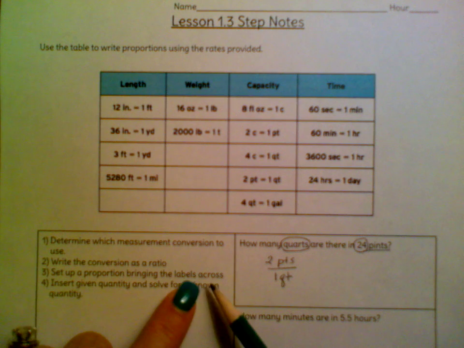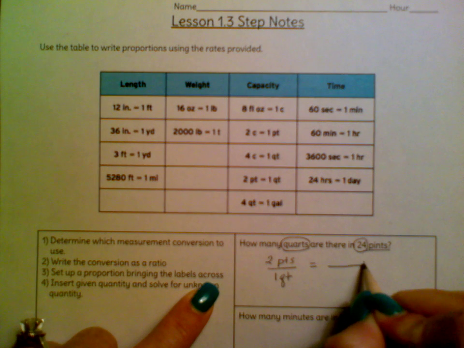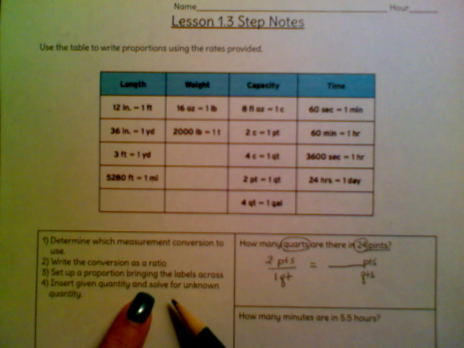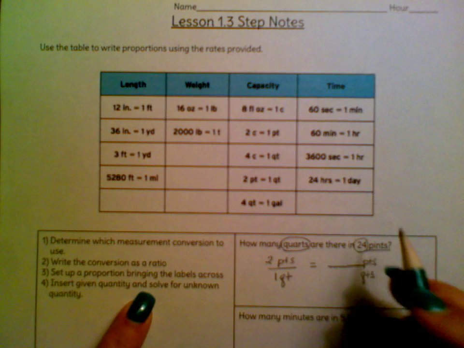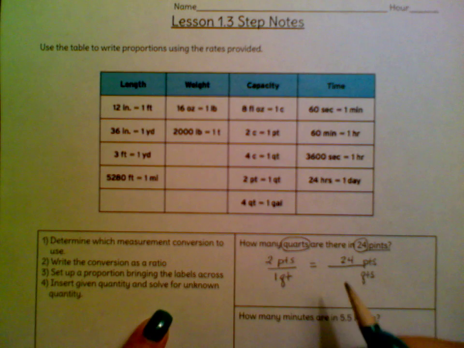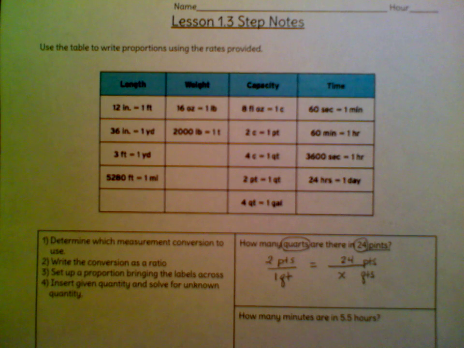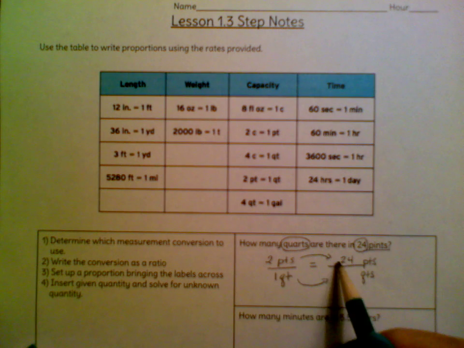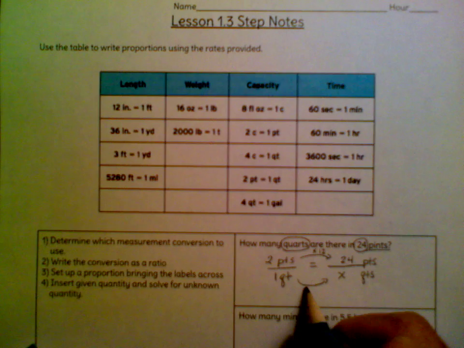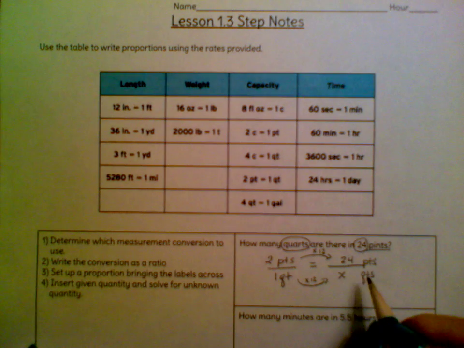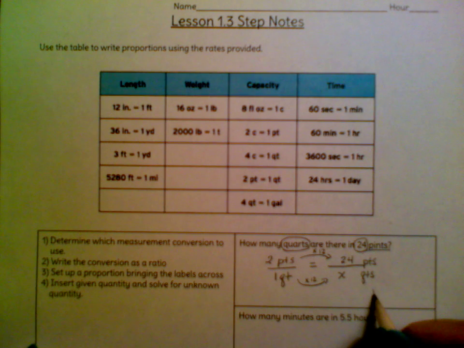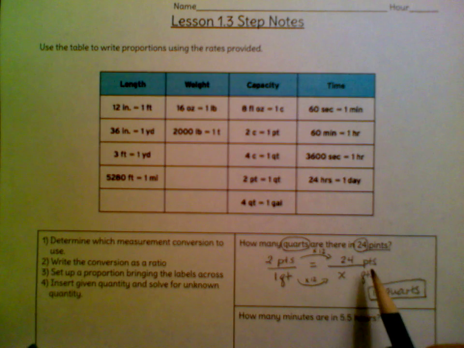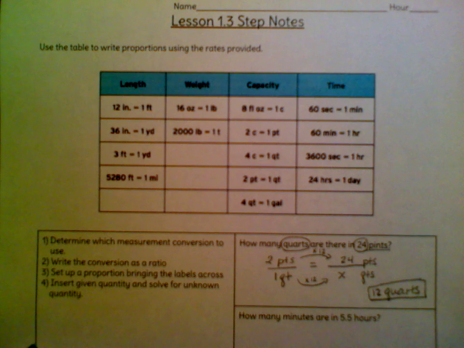Now it says to set up a proportion and bring the labels across. Pints, quarts. Insert the given quantity. 24 pints would have to go in the numerator. And then solve for the unknown. So again, right here, I'm scaling up, and it's times 12, times 12, so my answer is going to be 1 times 12. There would be 12 quarts in 24 pints.